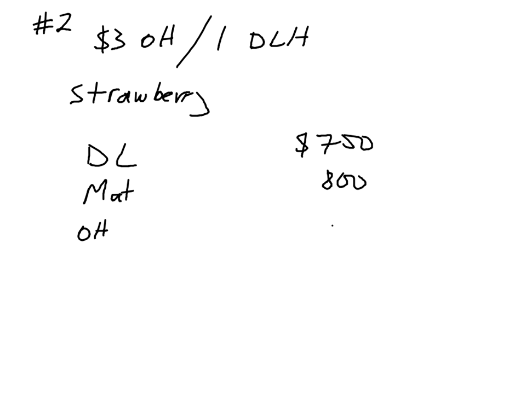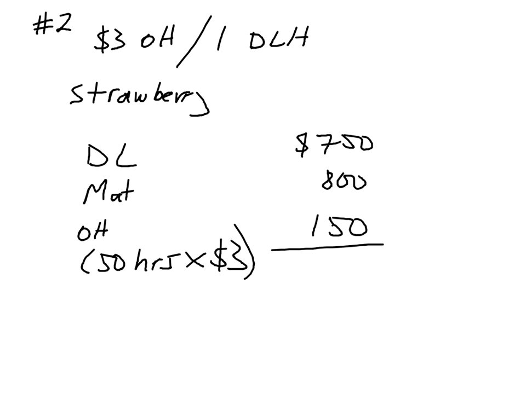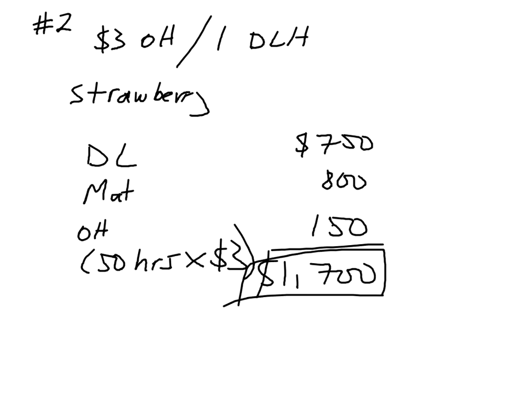So for overhead, we're allocating $3 per labor hour. It tells us that we have 50 hours of direct labor, and we're going to allocate $3 per hour. So 3 times 50 is 150. So we add up these three, 750 plus 800 plus 150, and we get our answer, $1,700 for strawberry.